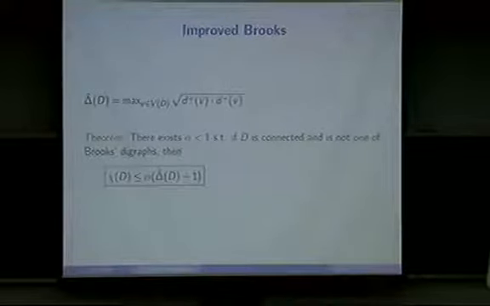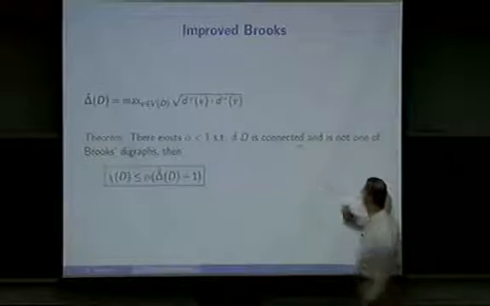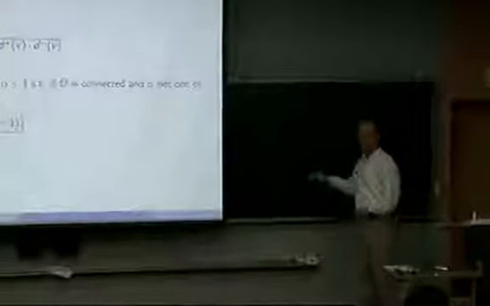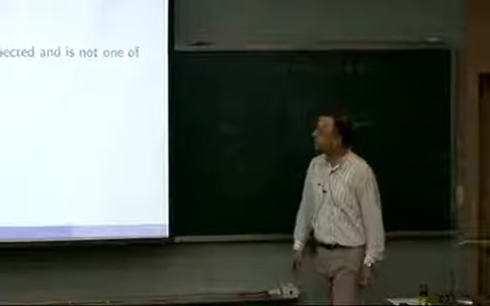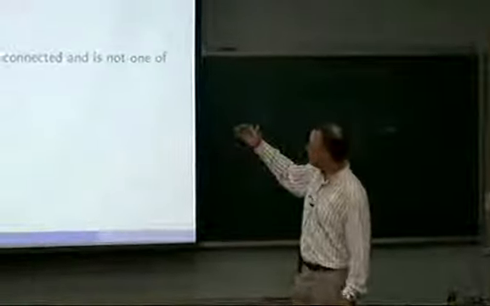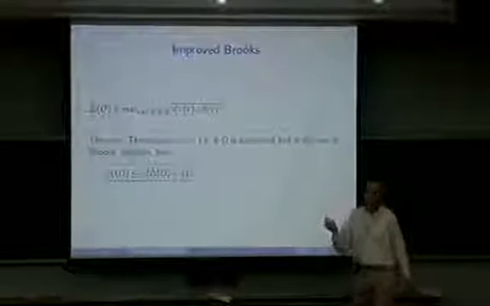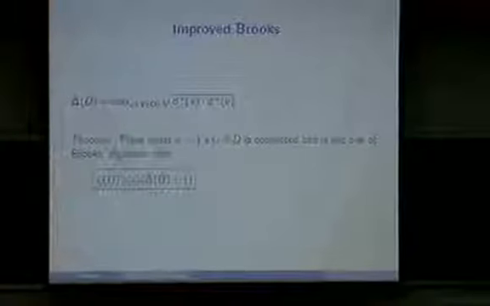Oh, and also here, I forgot to mention. Here you need an additional condition. D is connected and you don't have cycles of length 2. You don't have digons, because if you have digons, this is the same as looking for the chromatic number of usual graphs. So the theorem says that there is a constant strictly smaller than 1, so that every digraph of maximum degree delta can be colored with less than alpha times delta colors.